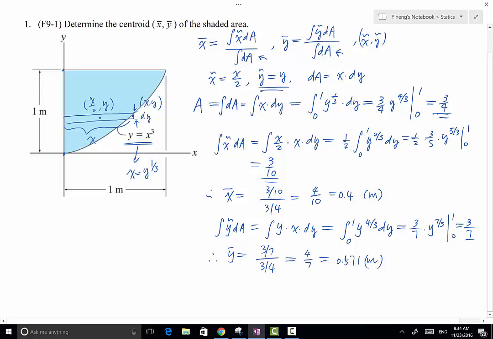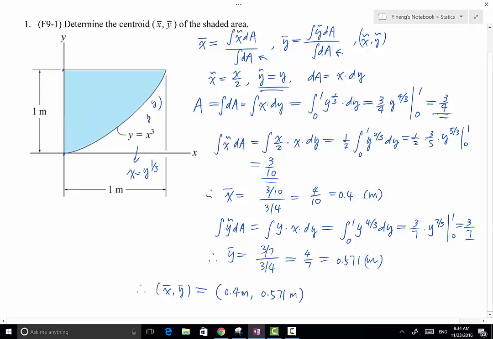So that's the final answer. So x bar, y bar equals 0.4 meter, 0.571 meter. So that's the location for the centroid of this shaded area.